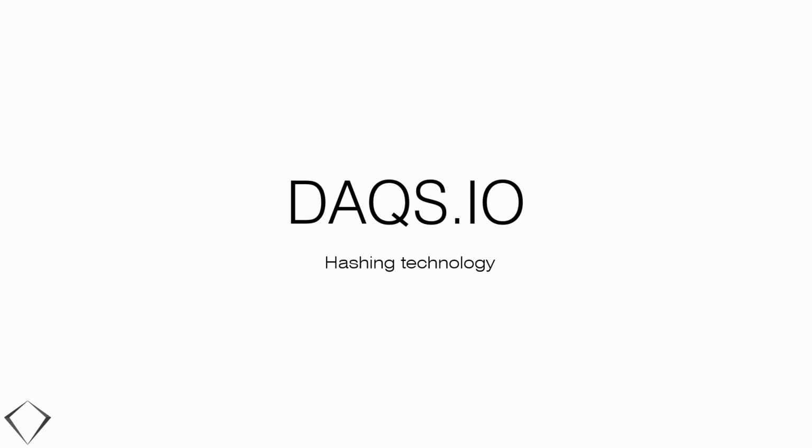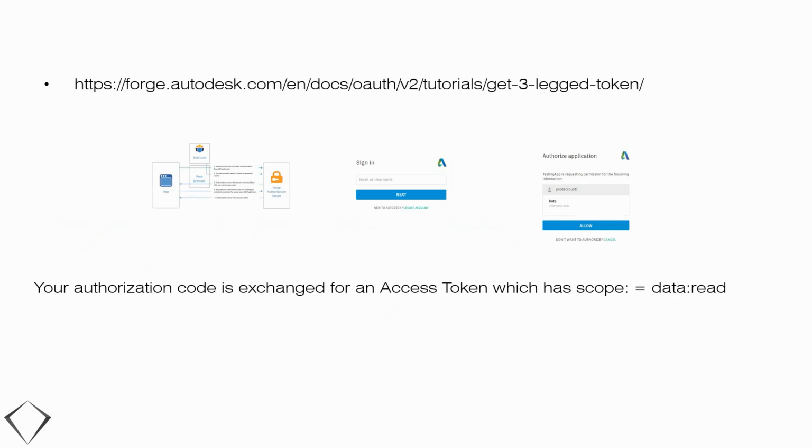When you authorize DAQS.io to read information from BIM 360, this is what happens. You are making use of Autodesk three-legged authentication. Your authorization is complete. There is an access token generated with a scope. The scope DAQS.io uses is data read. Your user credentials are stored as a hash in the DAQS.io database.